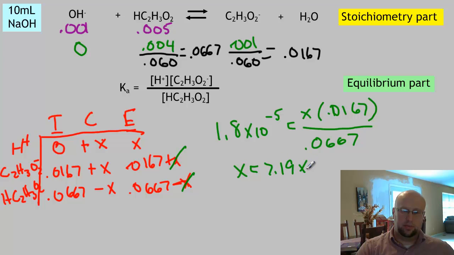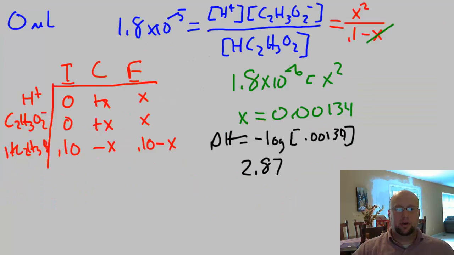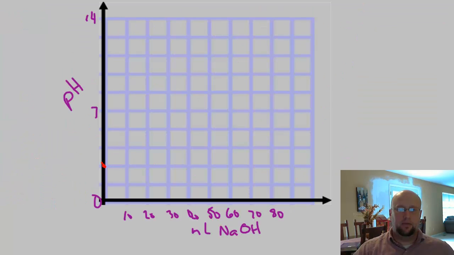We're going to get 7.19 times 10 to the negative fifth. That is the coolest times 10 you've ever seen in your life. And so again, our X value is our H plus, and so we're going to plug that into pH. Okay, negative log of this, and that's going to give us a pH of 4.14. Now, what does that mean for us in the graph?